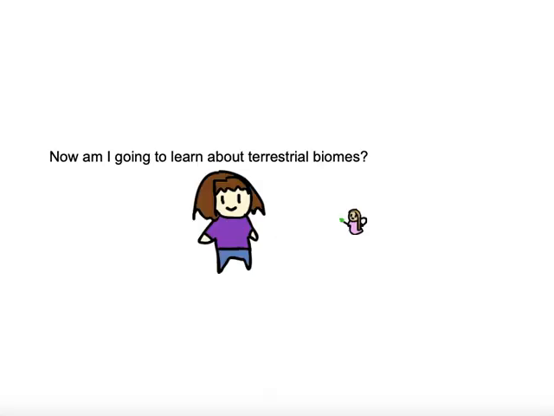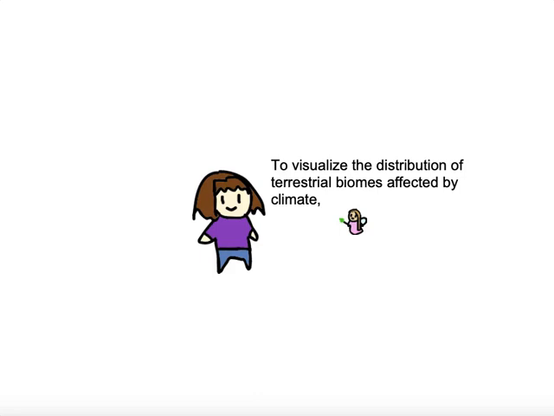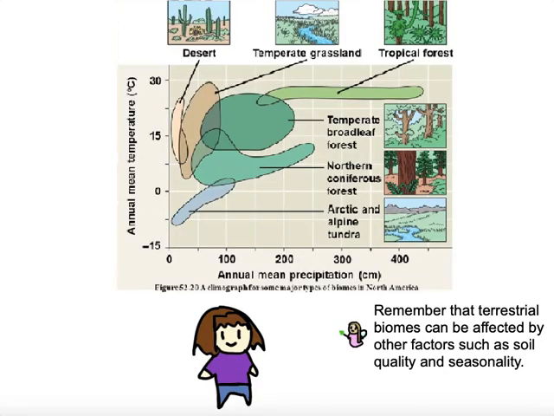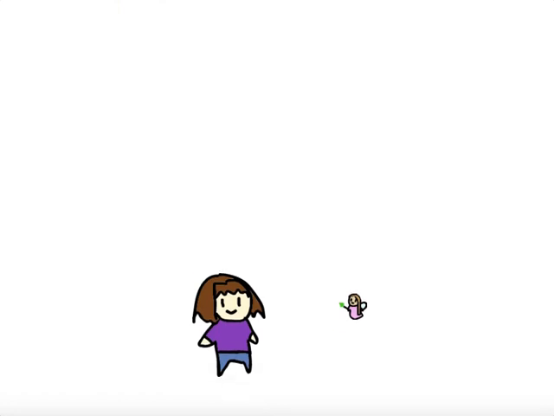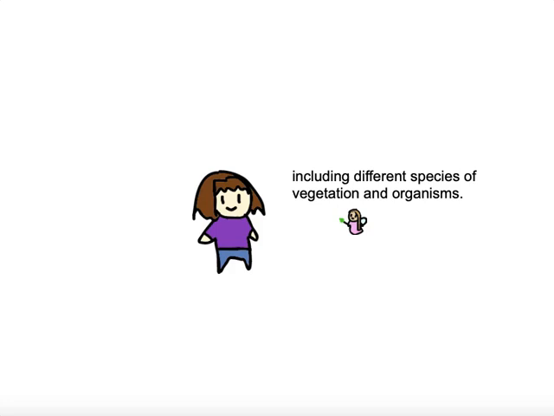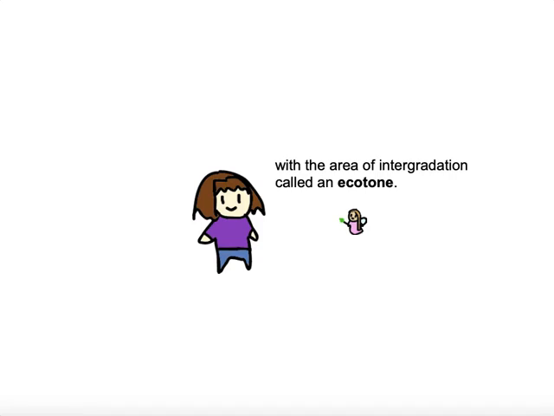Now am I going to learn about terrestrial biomes? Yes, to visualize the distribution of terrestrial biomes affected by climate, we make a climograph that compares biomes with precipitation and temperature. Remember that terrestrial biomes can be affected by other factors such as soil quality and seasonality. Terrestrial biomes are defined by their physical and climatic features, including different species of vegetation and organisms. These biomes usually mingle into each other, with the area of intergradation called an ecotone.